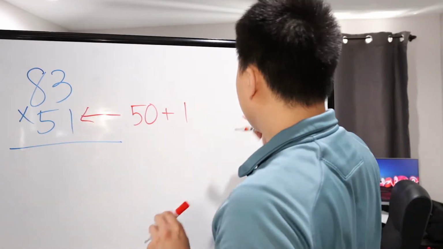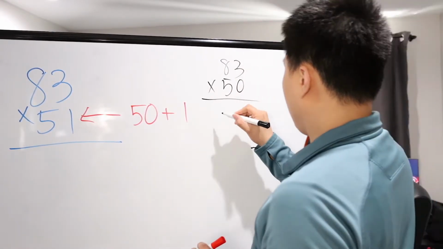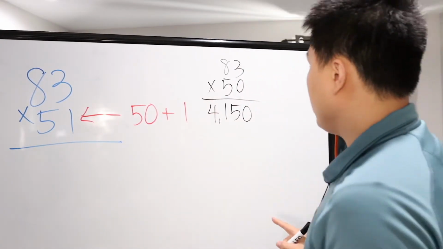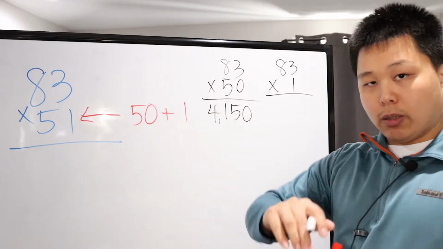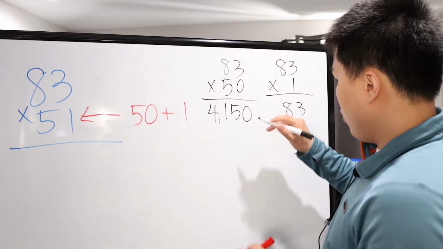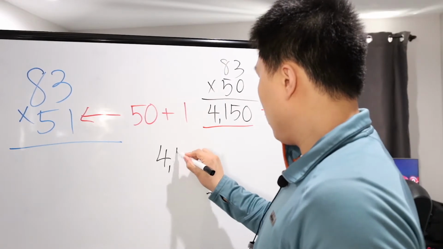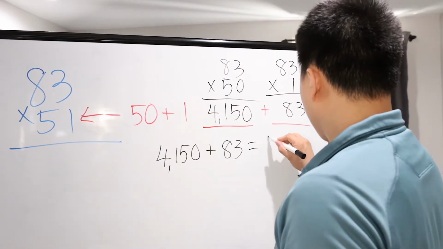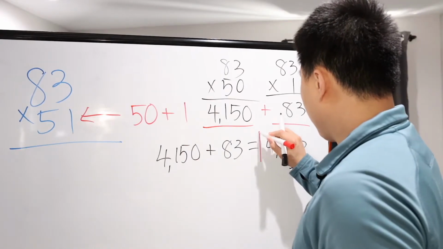We're going to start off with 83 times 50. Well, in this case, that's 4,150. Check my math, I could be wrong on this one. So that's one of them. And the next one we have 83 times 1. Luckily for us, any number times 1 is just the number itself, so 83 times 1 is just 83. Now we have two different results, and we're going to add them together. 4,150 plus 83 is 4,233. And that's how we solve this problem conceptually.